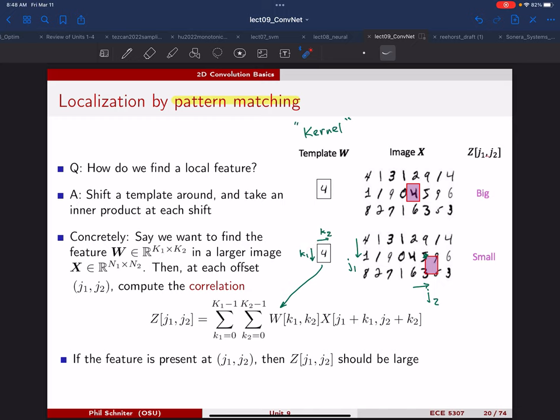So in the bottom image, that square is describing J1, J2 as the top left corner, and all the way at the bottom corner is J1 plus capital K1 minus 1 and J2 plus capital K2 minus 1, the index position? Yes, that's right, because this is the shift within this little box, and everything is referenced to J1 and J2. Yeah, exactly.